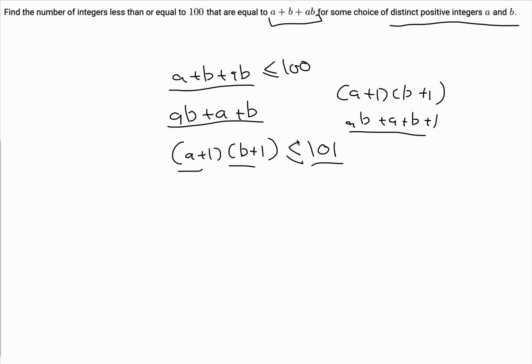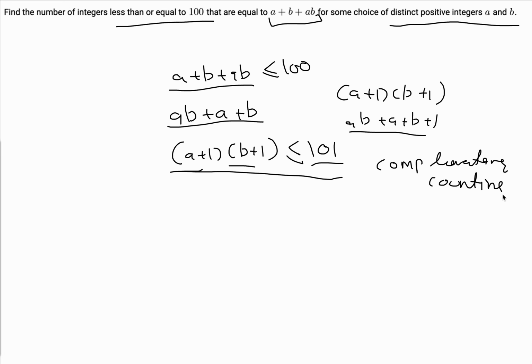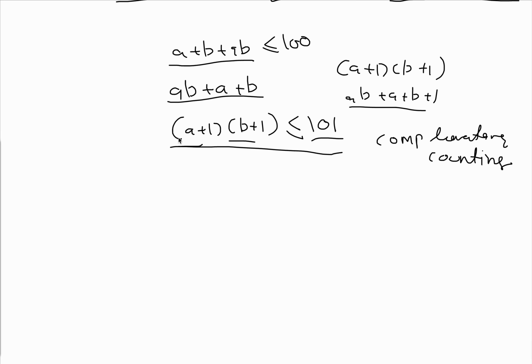So instead of counting the number of integers that can be represented this way, let's count the number of integers that cannot be represented this way. So let's use something called complementary counting, which is counting the number of things we don't want, then subtracting from the total number of things. So let's see what we can't have.